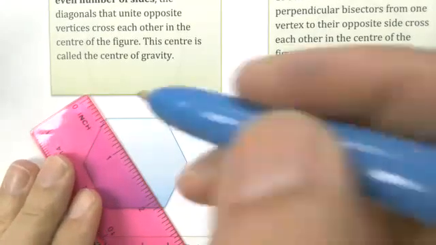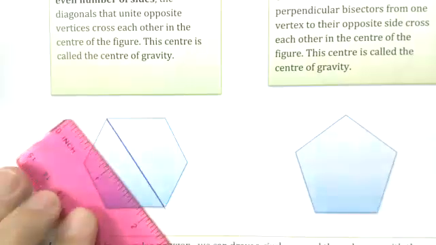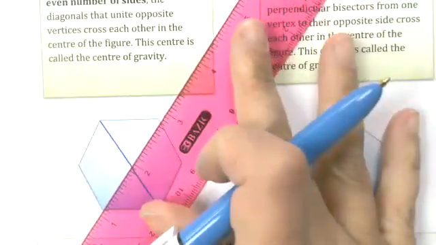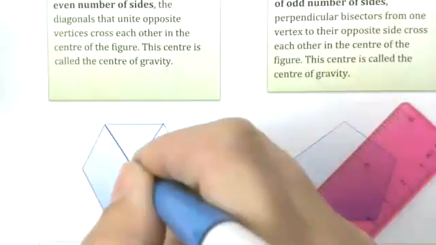So let's do a couple or even 3 diagonals. There's one. There's another one. And there's the center of the shape.